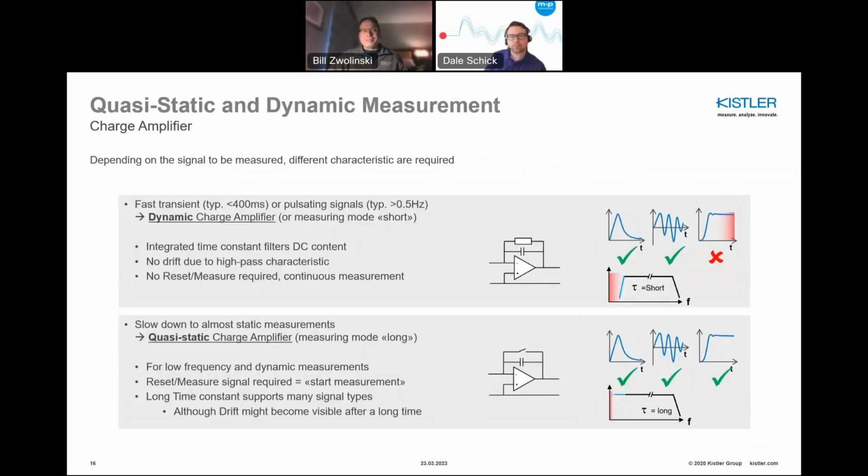As a visual illustration, dynamic charge amps are ones that will measure transient events, sinusoidal or random events, and certainly they're not optimum for measuring static events. However, quasi-static charge amps can measure everything dynamic as well as this static measurement, such as preloading, for example.